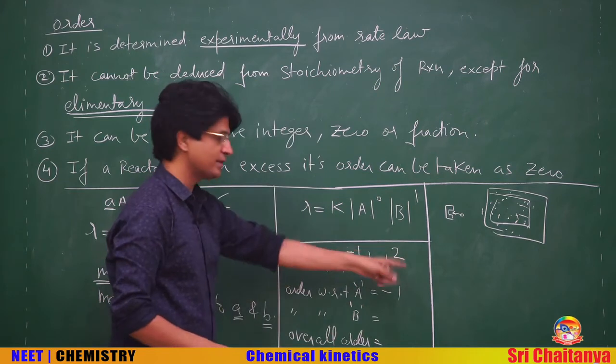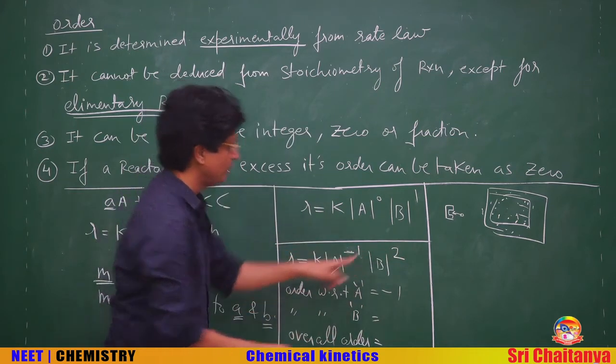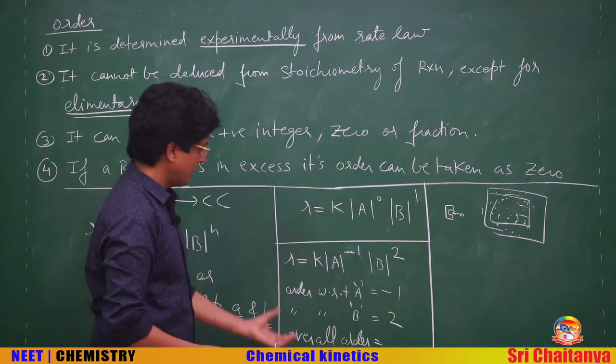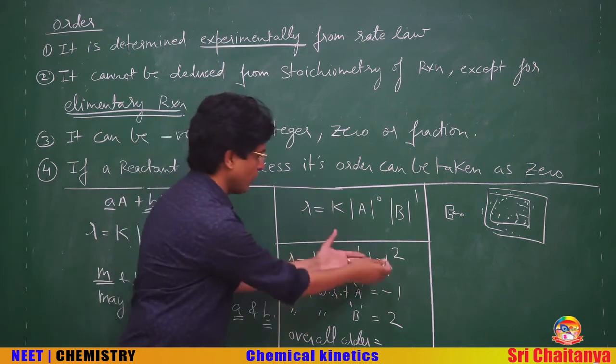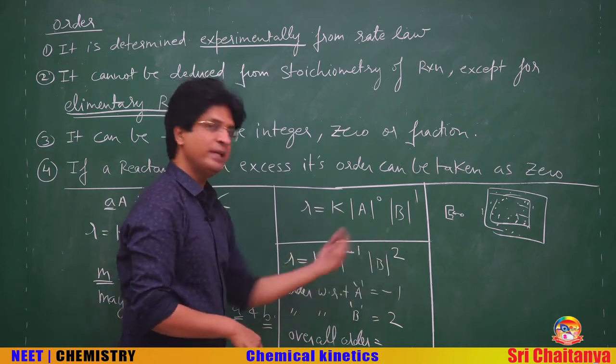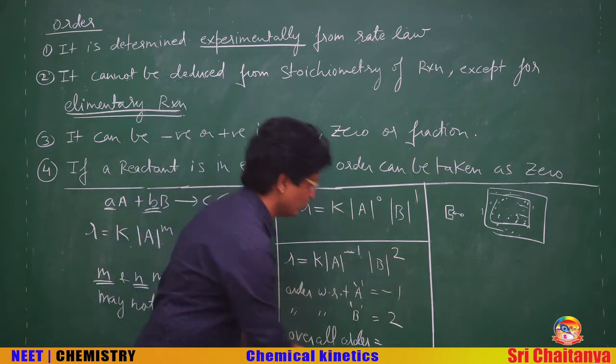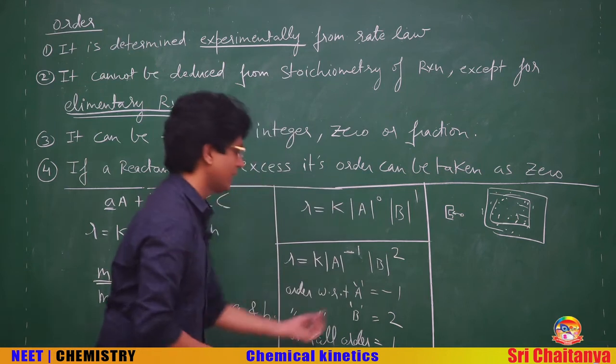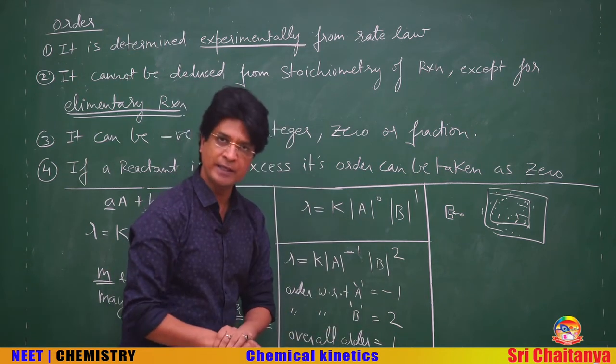From this equation we can say that, similarly, order with respect to B will be 2. What is the overall order? To get the overall order, please add both the orders with respect to A and B individually. Minus 1 plus 2 will be 1. So overall order is 1. I hope this is clear.